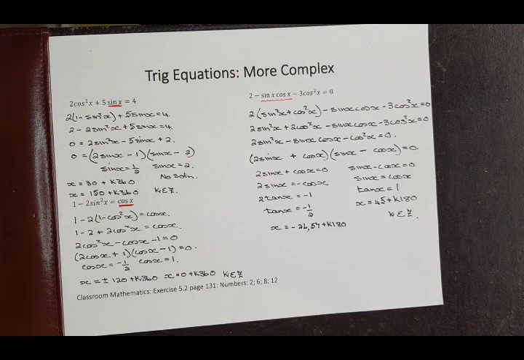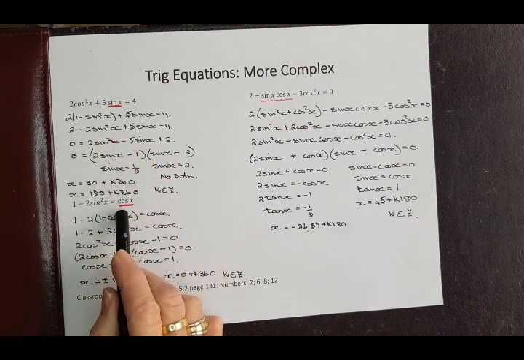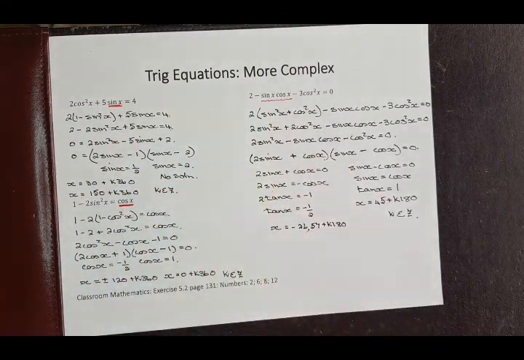Okay, so the trick in all of these quadratic trig equations is to look at the potential middle term and do a substitution using that identity that says sine squared theta plus cos squared theta is 1. I'd like you please now to do these examples from Classroom Mathematics, exercise 5.2 on page 131, 2, 6, 8 and 12. Thanks very much.